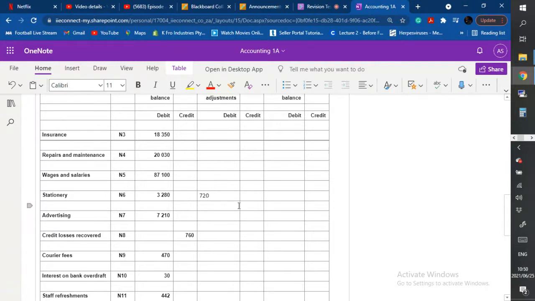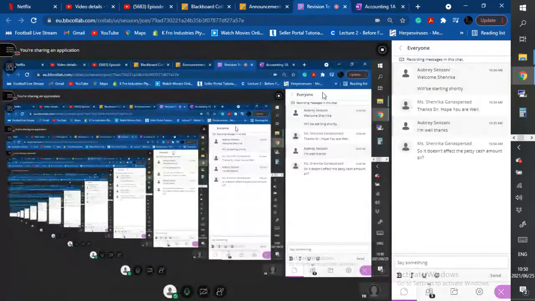Then number five, it says a new computer purchased for 4,500 plus VAT. Okay, I think I heard something in the chat. Sir, it does not affect the petty cash amount. Sir, yes, you're 100% right. Shenrika, you're 100% right, it does not. I know it gets a bit confusing.